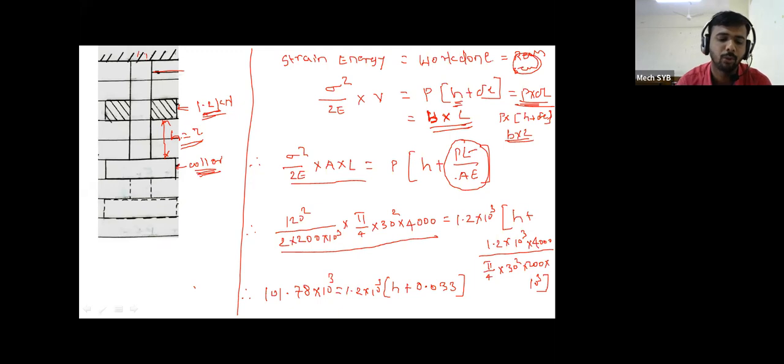And which formula do we have to use? We have to use the concept that strain energy is equal to work done, which is equal to the area under the curve. The area under the curve is the rectangular section.